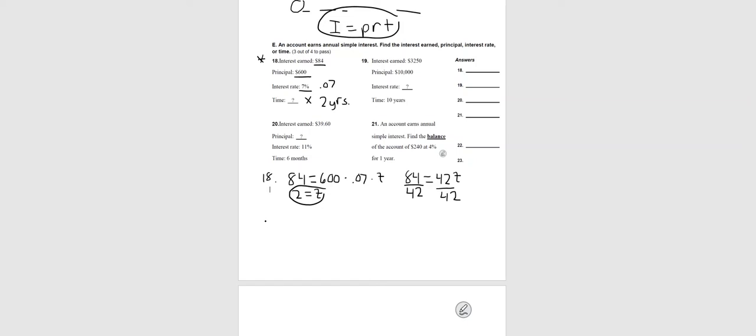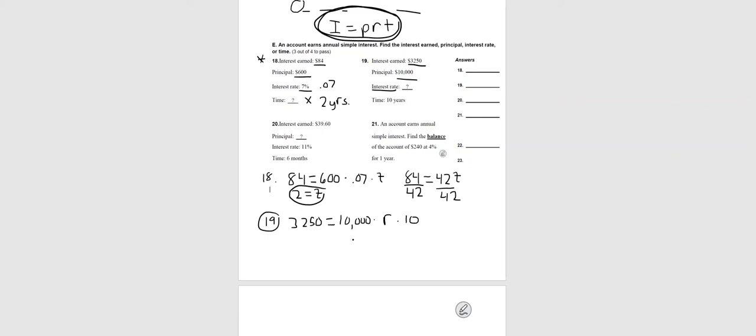Okay, number 19. Remember, we're just going to take our simple interest formula and plug in the things that we know to figure out what we don't know. On this one, we know the interest earned is $32.50, so that's our I, equal to the principal, $10,000. This time we don't know our rate, so that's going to stay our variable R, times our time in years, which is 10.